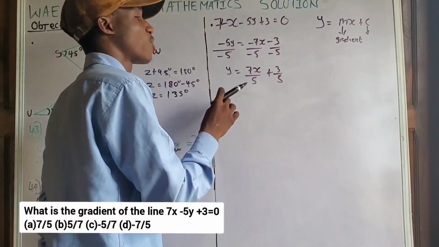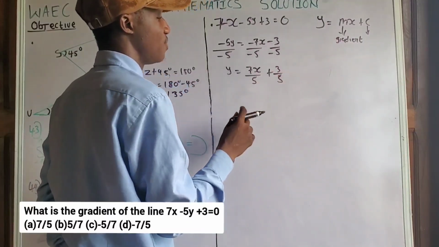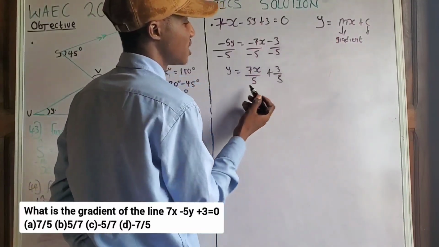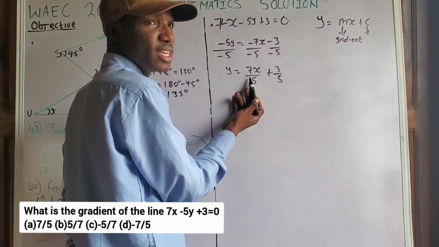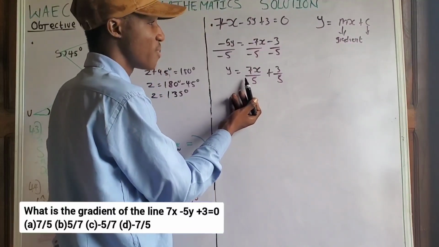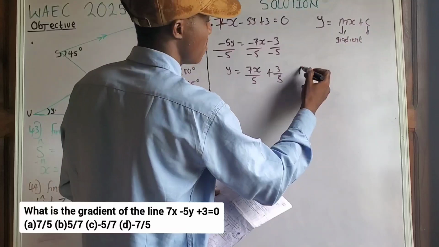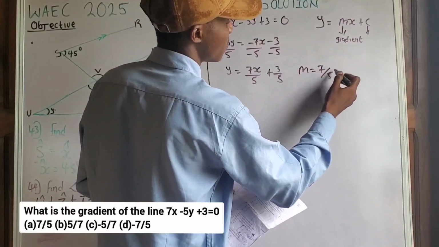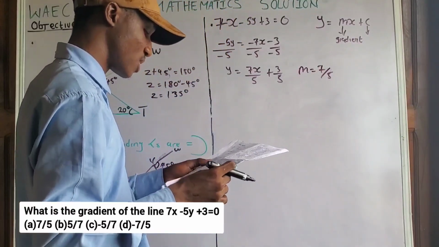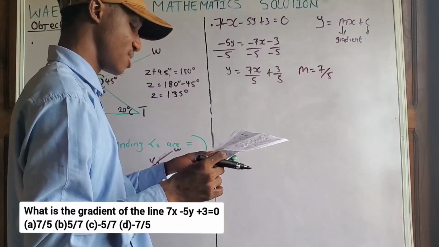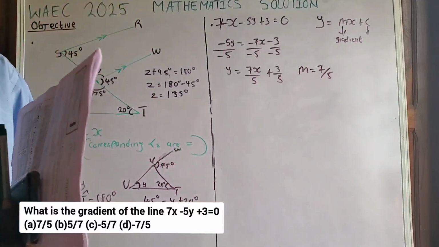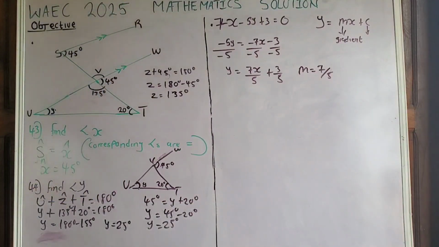If you compare this equation with the slope intercept form, you will determine that the coefficient of x is the gradient, and the coefficient of x is 7 over 5. So the gradient of this line is 7 over 5. m equals 7 over 5. So the correct option to that question is option A. Option A is correct. Okay, so let us proceed to the next question.